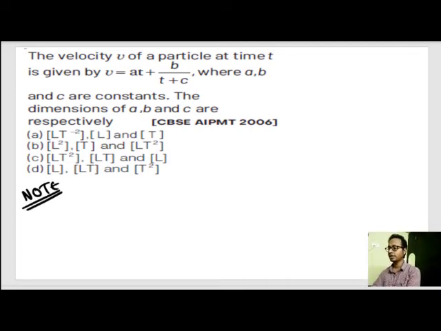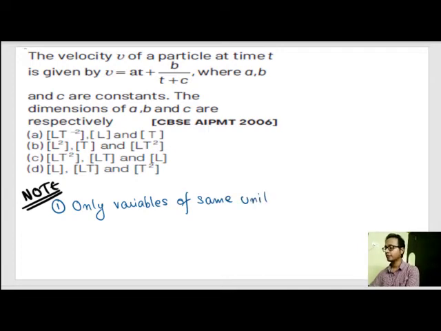The first one is: only variables or constants of the same units can be added or subtracted. This is rule number 1.